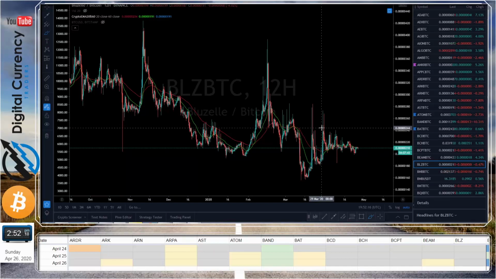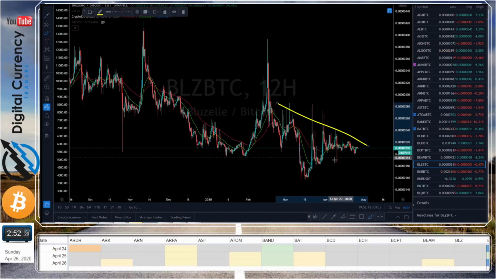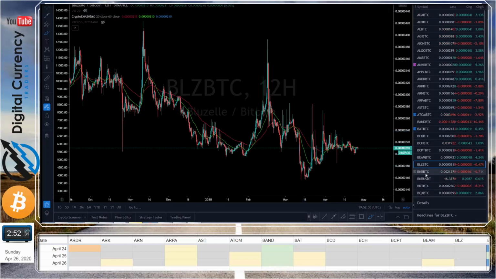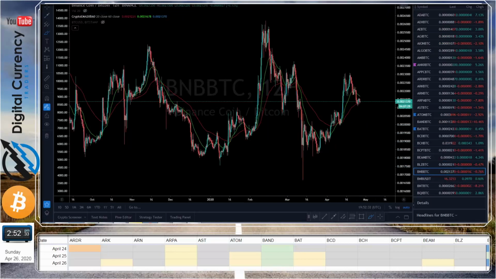What is this one now? BLZ, not ready yet, but it is a 1, 2, 3 shaping up. So above these ranges, it will be in there. And the next one is BNB.